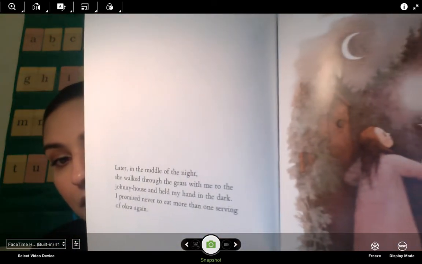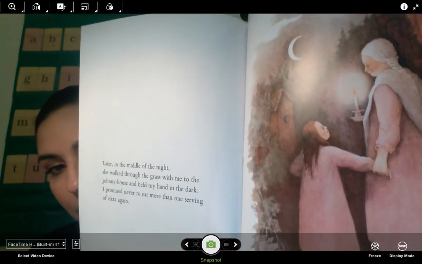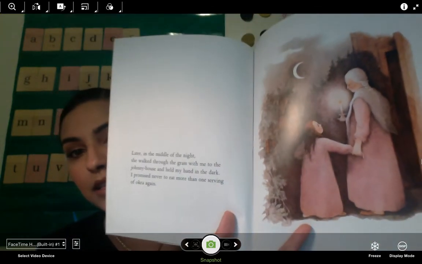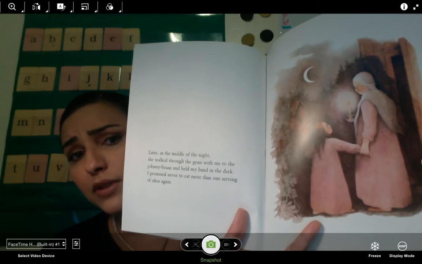Later, in the middle of the night, she walked through the grass with me to the Johnny house, and held my hand in the dark. I promised never to eat more than one serving of okra again.